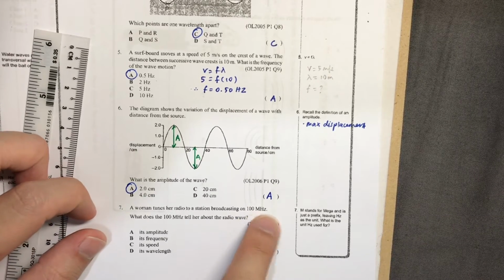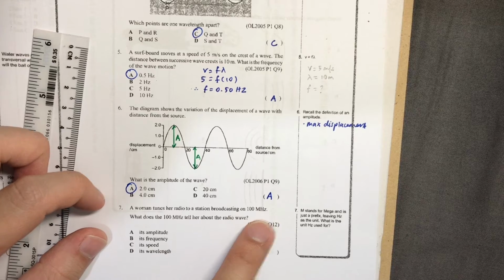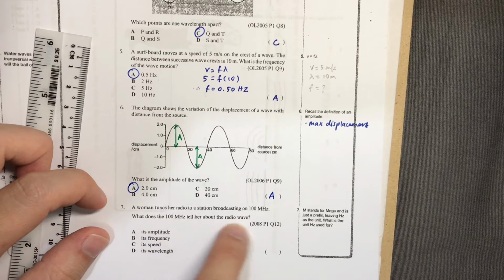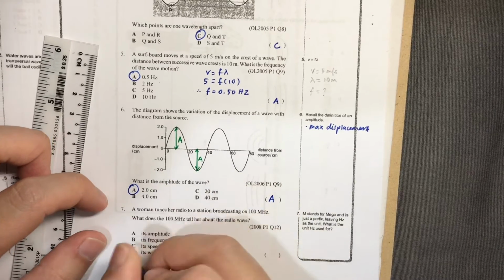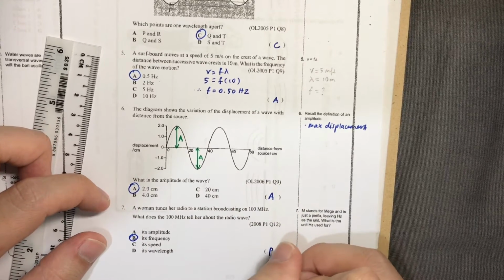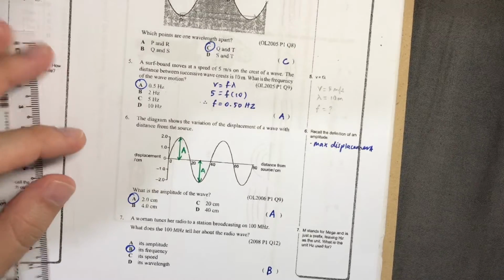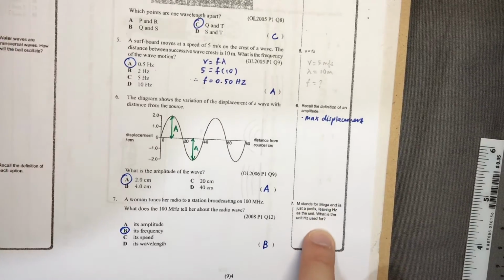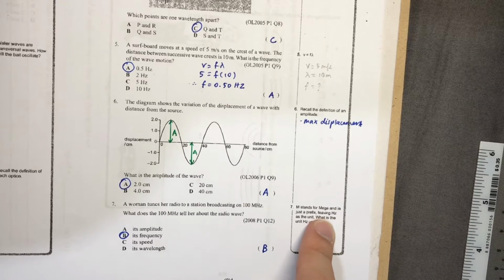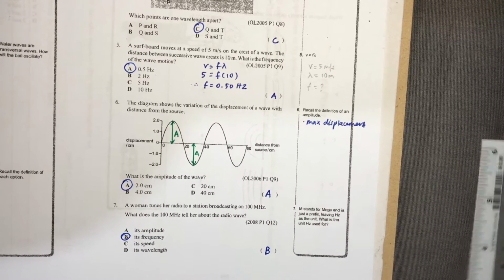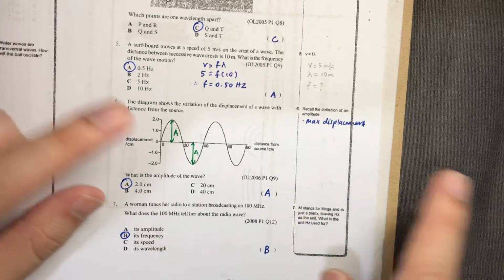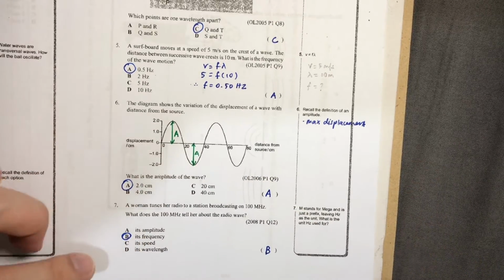Alright, number 7, the woman tunes her radio station on broadcasting to 100 megahertz. M for mega, hertz is the unit, right? So what does the 100 megahertz tell her about the radio wave? Hertz, what quantity uses hertz? Actually, it is frequency. So this one is a memory thing, right? Here M stands for mega, which is 10 power 6 or 1 million, and hertz is the unit for frequency, like cm, right? The centimeter, centi is the prefix, meter is the unit. Okay, all right, so that is for the first part.